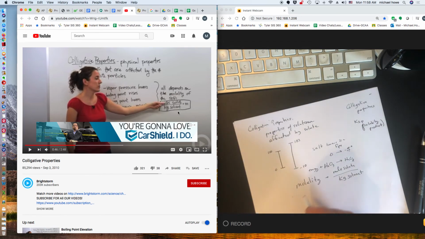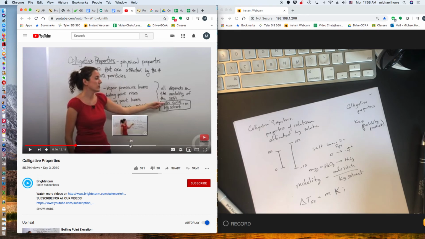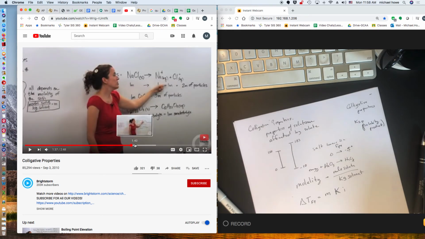And there's a little equation that I'll just show you, the freezing point one. They all have slightly different equations, they all meaning vapor pressure, boiling point, and so on. The change in temperature of the freezing point is equal to the molality of the solution multiplied by a constant K, which is like a proportionality constant, times i, where i is the number of particles that are in the solution.